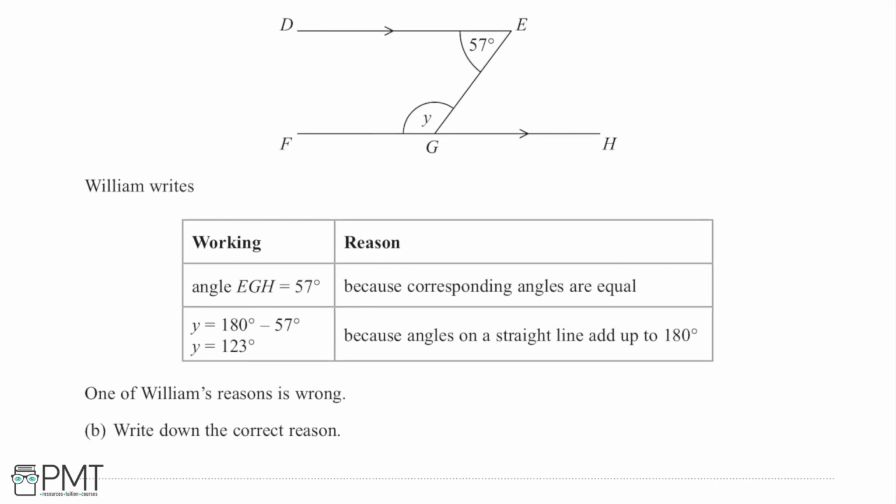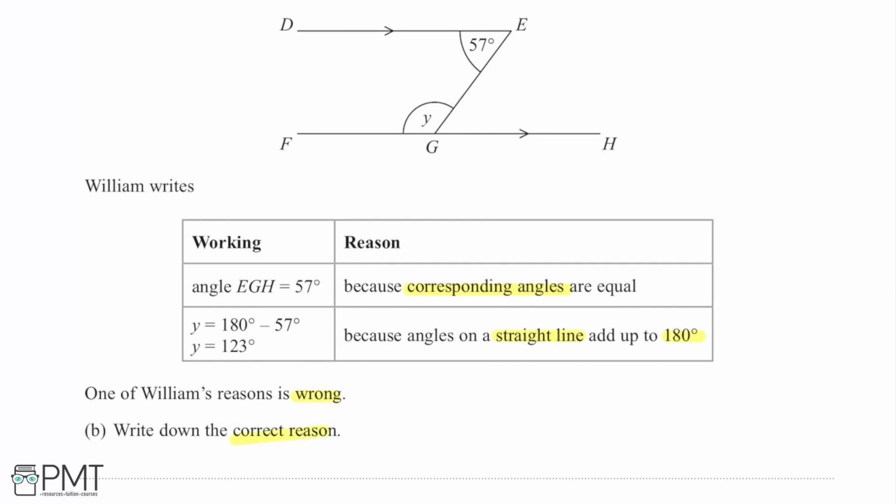So his workings: angle EGH, which is this angle here, is equal to 57. And the reasoning is because corresponding angles are equal here. And we then have the working that Y is equal to 180 minus 57 because angles on a straight line add up to 180. So they've taken this angle EGH and subtracted it from 180 to be left with Y. And we're told that one of William's reasons is wrong, and we're asked to write down the correct reasoning here.